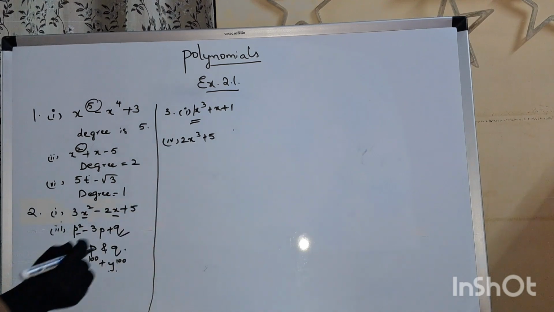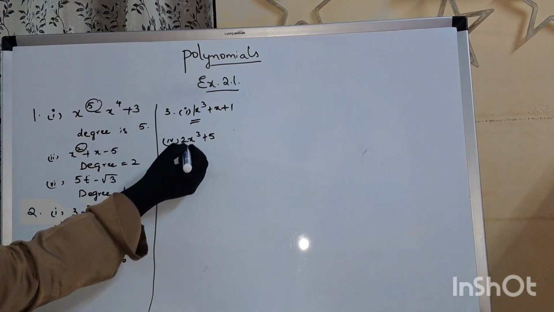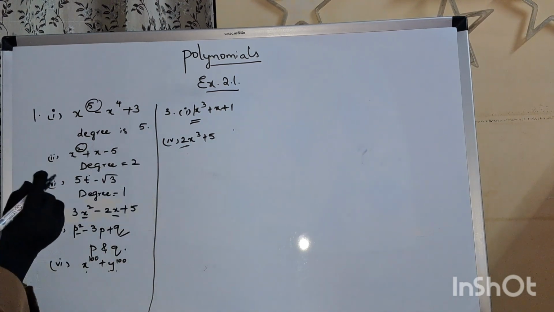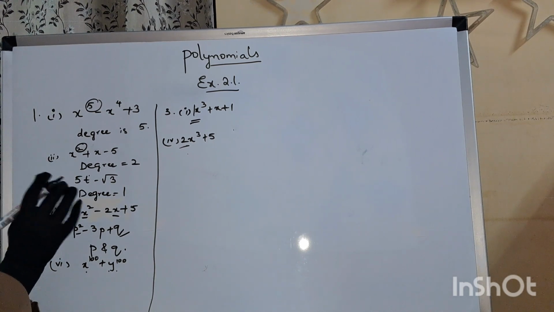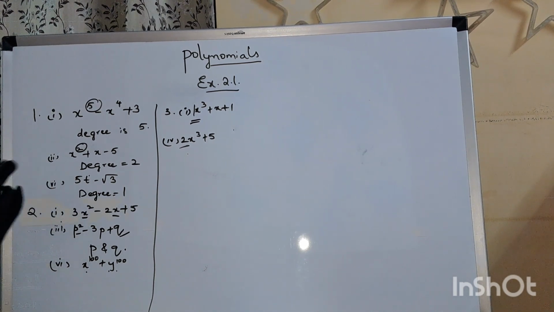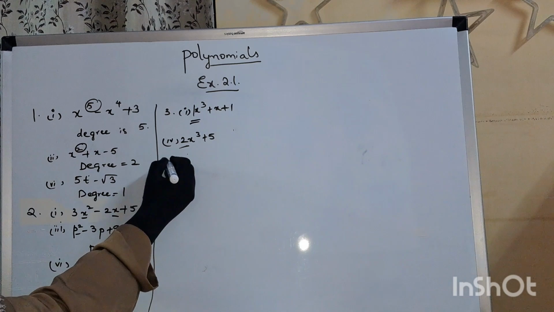What is the coefficient of x cube in this equation? 2. The coefficient is 2. Okay. So similarly you have to do for the other questions. Let us do one more one.